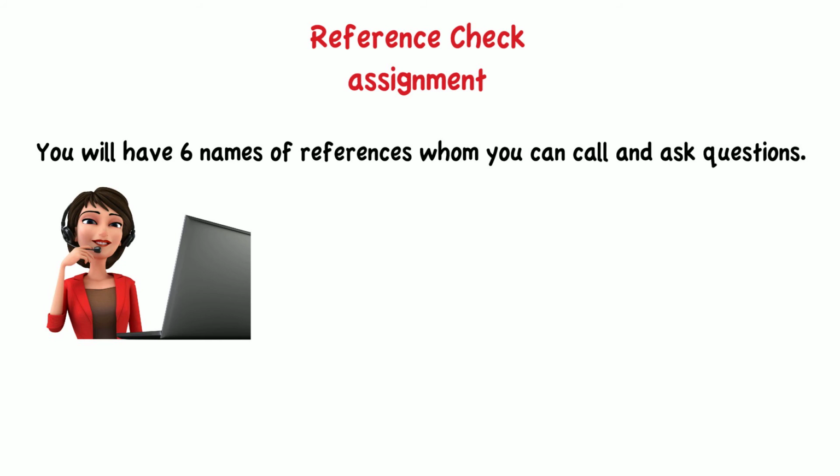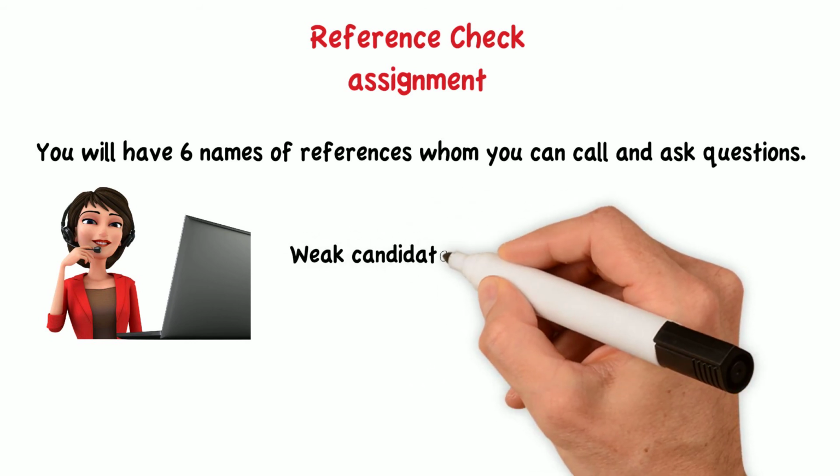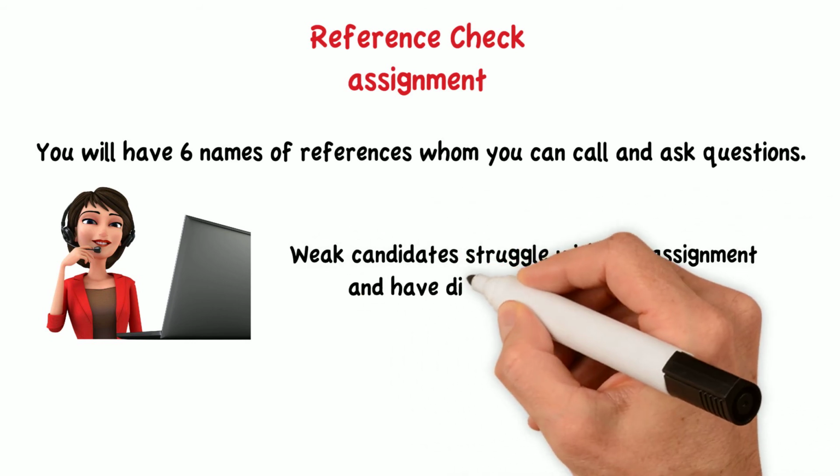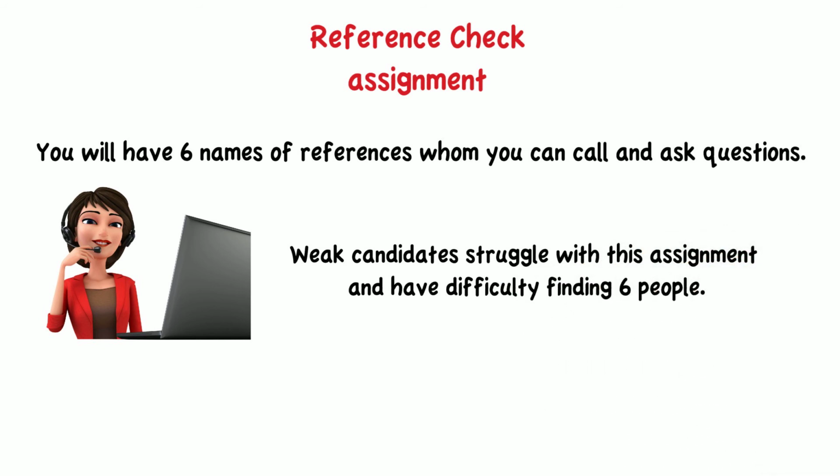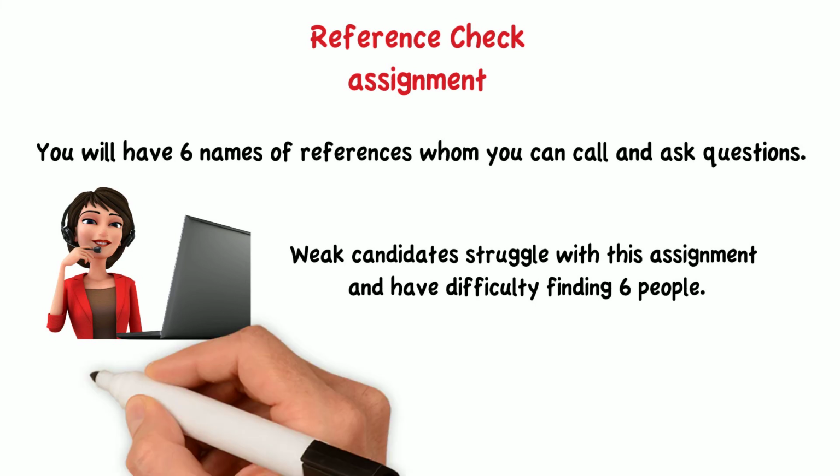By getting candidates to complete this assignment, you'll have 6 names of references who you can call and ask questions. Initially, this sounds like you're setting the candidate up for success. However, I've found that weak candidates struggle with this assignment and have difficulty finding 6 people who will agree to take your phone call and answer your questions. The reference source will usually tell the candidate that HR has instructed them to not give references. They use this excuse mostly because they wouldn't hire the candidate back.